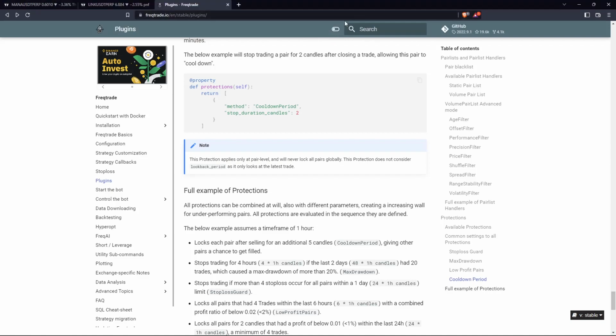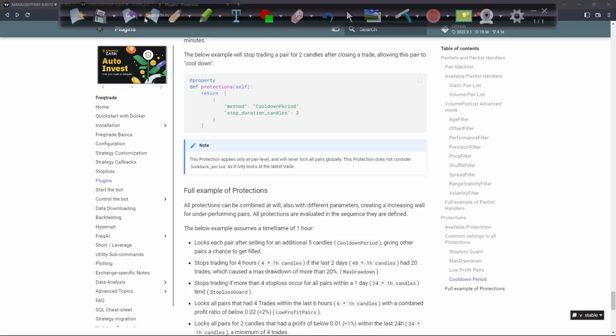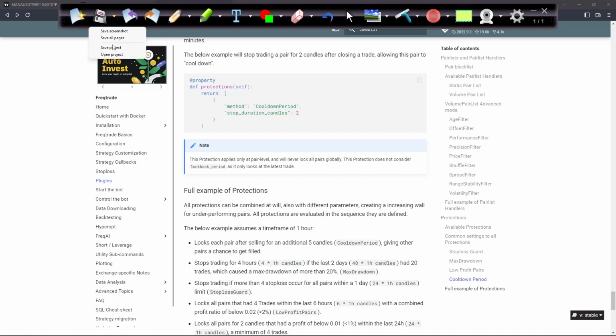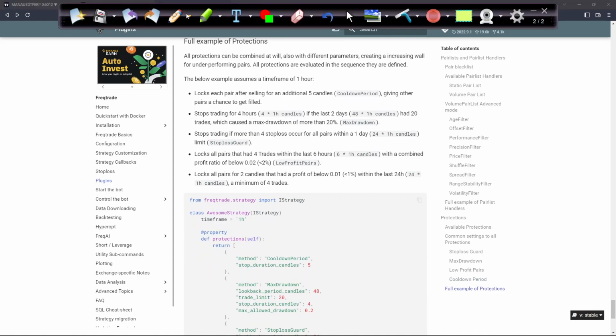Now we have a full example of protections here. All protections can be combined at will, also with different parameters, creating an increasing wall for underperforming pairs. All protections are evaluated in the sequence they are defined. So let's see. The below example assumes a time frame of 1 hour.